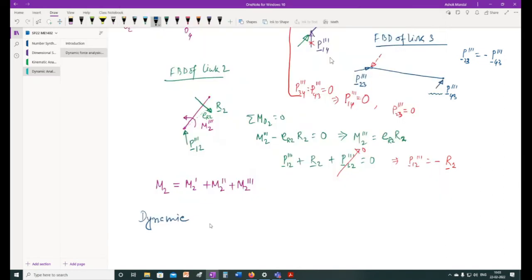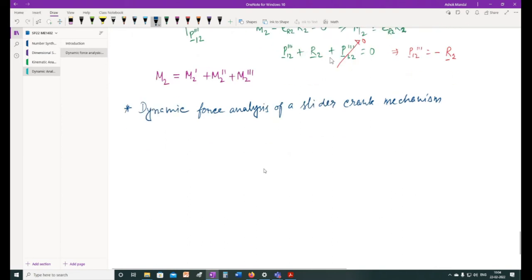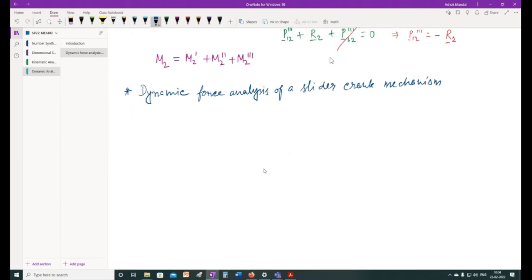Take care. Dynamic force analysis of a slider crank mechanism. So Tuesday, I believe, is a holiday, so we'll have three more classes. 20 lectures we can complete, and that is good enough for a mid-sem syllabus. Part of the flywheel, basic things we will teach in this course.